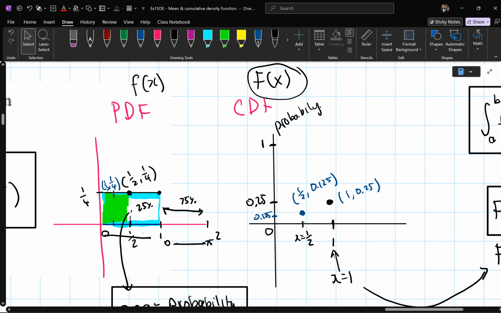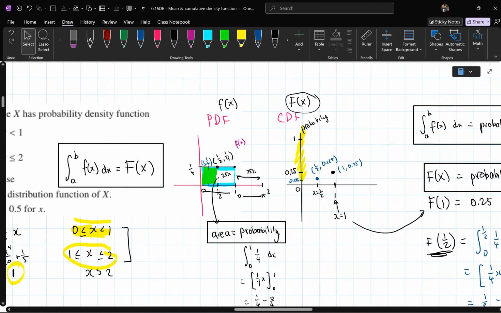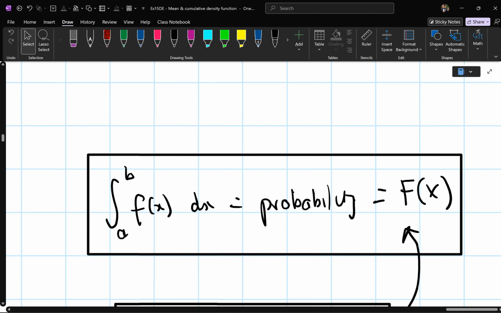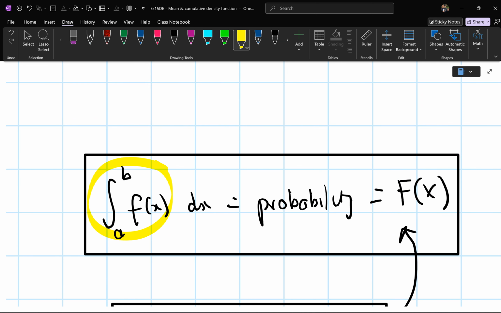So CDF and PDF. PDF is the function, f of x, and the area underneath it is the probability, whilst capital F of x, which is the CDF, represents the probability on the y-axis. That's all it is. Essentially you can take it as that. So the y-axis value is found by integrating the function.